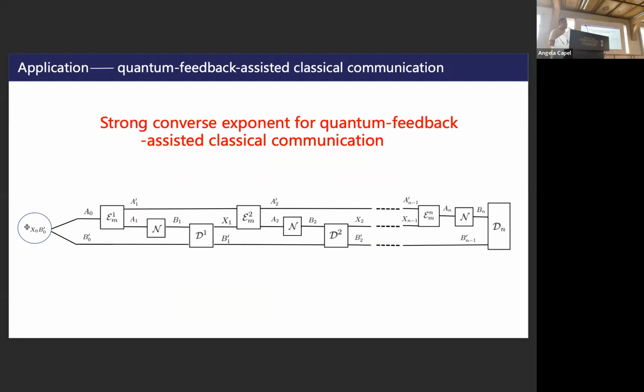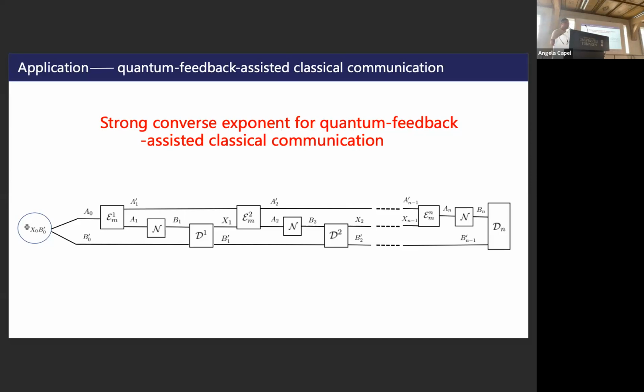Lastly, I will introduce the application of our result to the strong converse exponent for quantum feedback-assisted classical communication. In a round of the feedback-assisted protocol, Alice and Bob initially share an entangled state. In order to send the message M, Alice first applies a quantum channel with output systems A1 and A1 prime. The A1 system will be transmitted to Bob over the noisy quantum channel, while the A1 prime system is kept at Alice's side for later use.